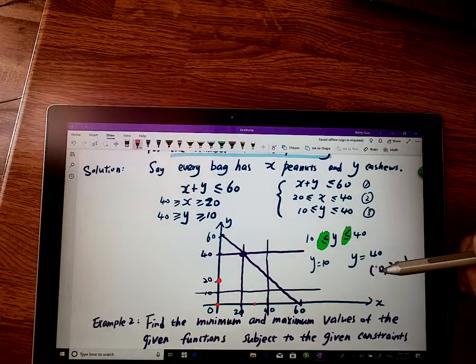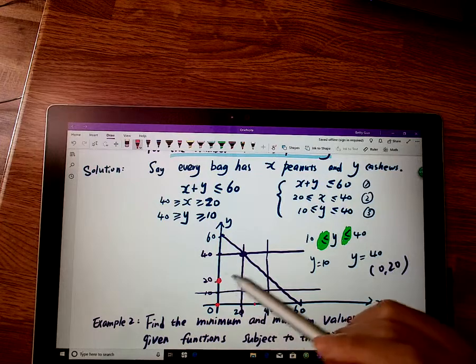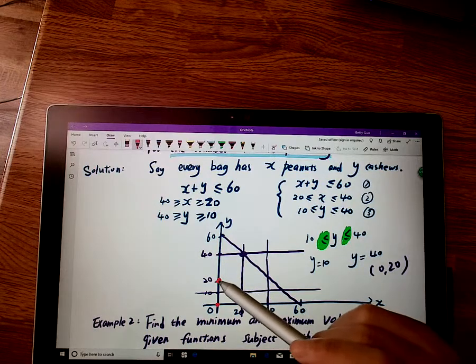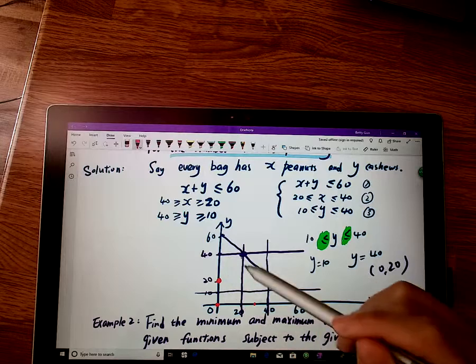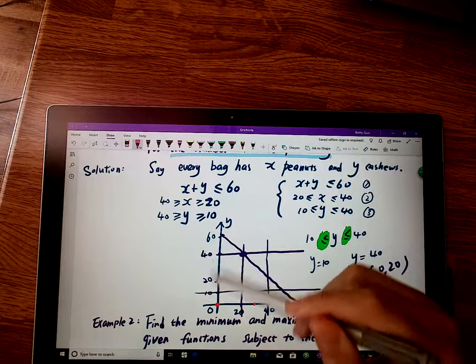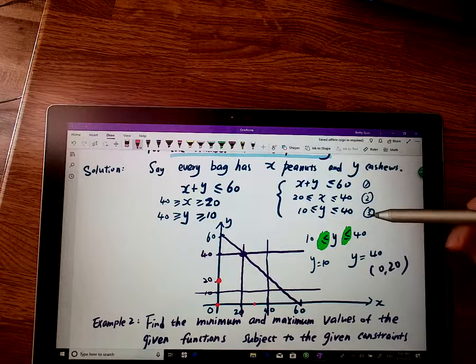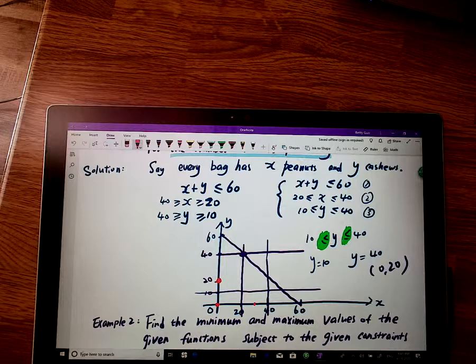We can try this point as the testing point. The value of x really doesn't matter. Just for convenience, I choose x equals 0, and the y value is 20. 20 is between 10 and 40. So the solution set includes this testing point, and this point is between the two horizontal straight lines. So the solution set of number 3 is the region between the two horizontal lines. One more time, the solution set of number 3 is the region between the two horizontal straight lines, including the points on the lines.